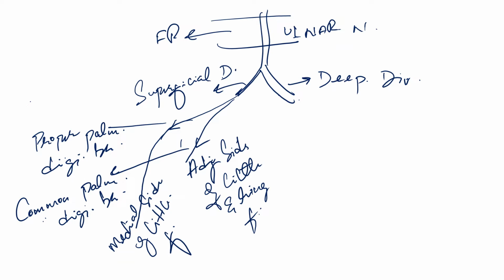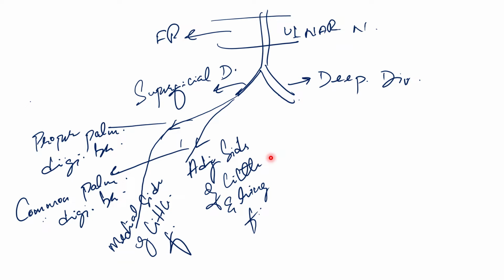I repeat, the superficial branch of the ulnar nerve divides into two branches, the proper palmar digital branch and the common palmar digital branch. The proper palmar digital branch ends by supplying the medial side of the little finger, whereas the common digital branch ends by supplying the adjacent sides of the little and the ring finger.